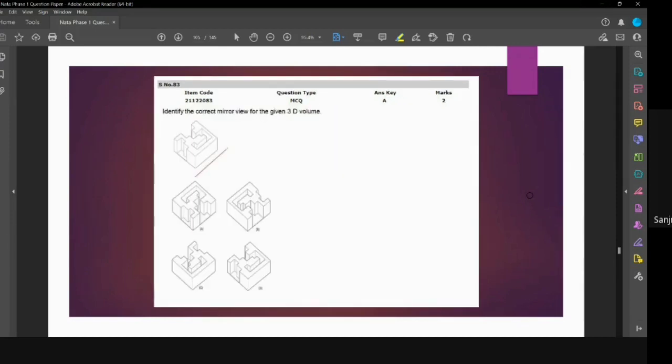Next question. Identify the correct mirror view for the given 3D volume. ഈ ഇമേജിൽ തന്നിട്ടുള്ള ഒബ്ജക്റ്റിന്റെ കറക്റ്റ് ആയിട്ടുള്ള മിറർ വ്യൂ ആണ് ചോദിച്ചിരിക്കുന്നത്. 4 ഓപ്ഷൻസ് ഉണ്ട്. The correct ആയിട്ടുള്ള ആൻസർ is option A.